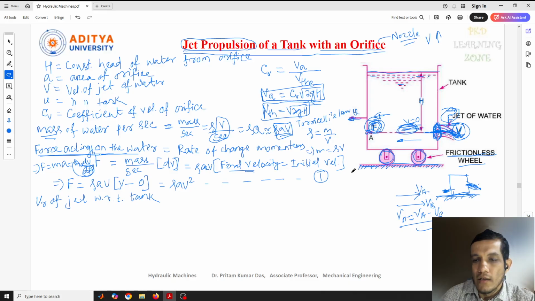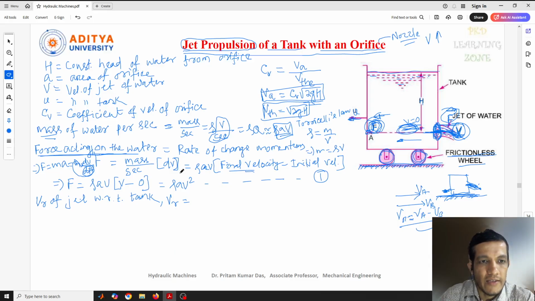One more condition I told you: if this tank is on a rough surface, it won't move. Here the wheels fitted on the tank are frictionless, so the tank started moving in the opposite direction. That is the concept. Now we can find VR, which is the vectorial difference between the velocity of the jet of fluid and the tank velocity.